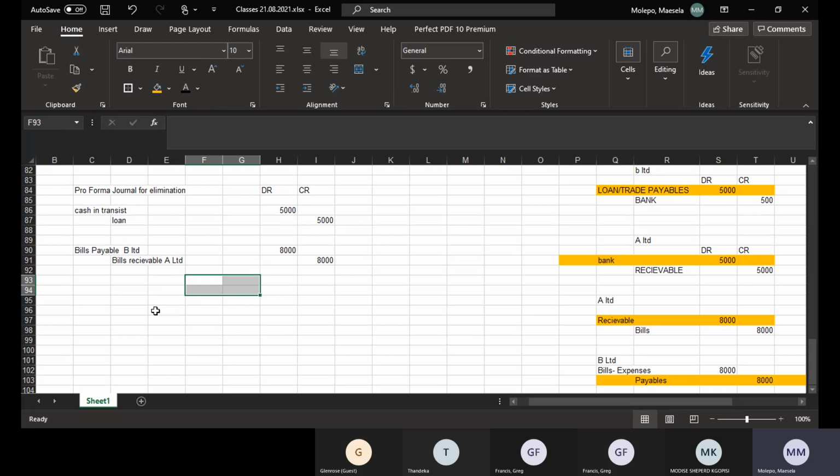So our retained earnings, normally the retained earnings increase on the credit side. So the retained earnings will be increased by 7.2. However, since we are eliminating it, we have to debit our retained earnings and we credit our gross profit.